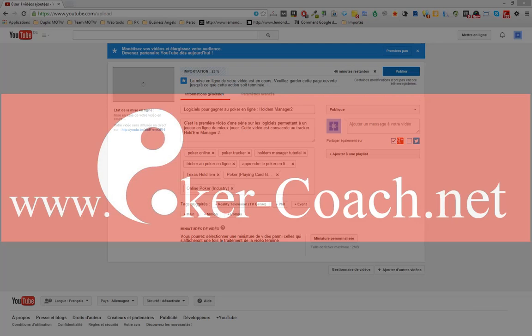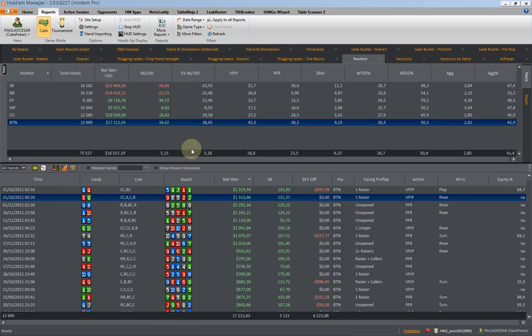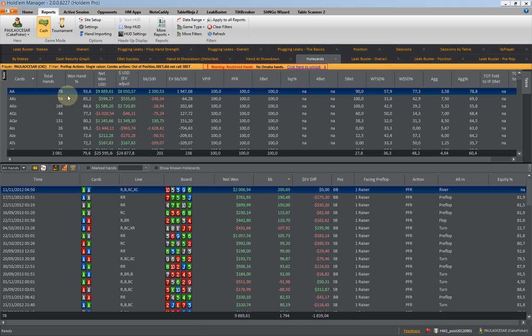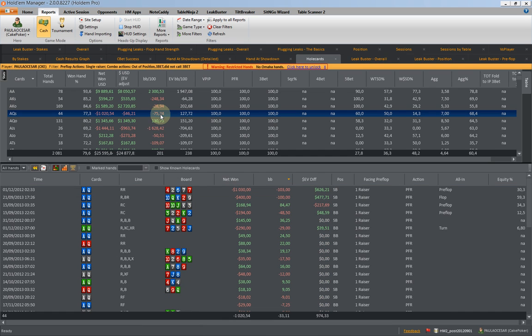So regarding the other stats, we could pay attention to this report, for example, the hole cards. You can check any hole card you play and check how you play it, and why you lose money with this hand. This might be very surprising for some people, but with ace queen you don't hit that much. Look, ace queen suited, for example, DV adjusted is only a break-even play.